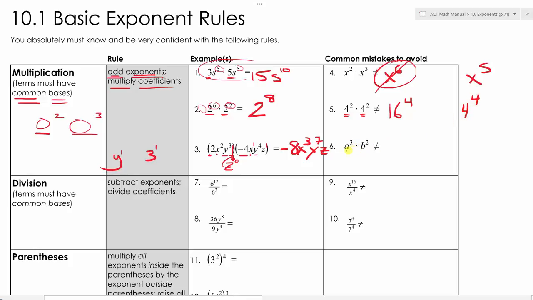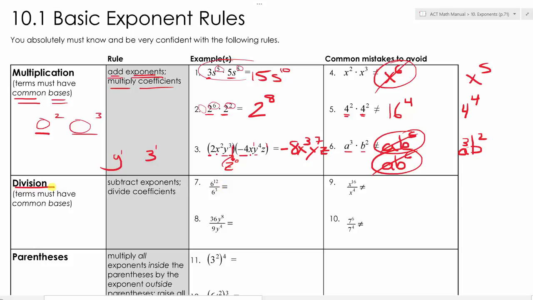Here, you have to be careful of not multiplying terms that have different bases. For instance, this would not be something like AB to the 5th or even AB to the 6th. Those would both be common careless mistakes that students make. This a cubed times b squared would literally just be a cubed b squared. There's nothing more you can do with those terms.